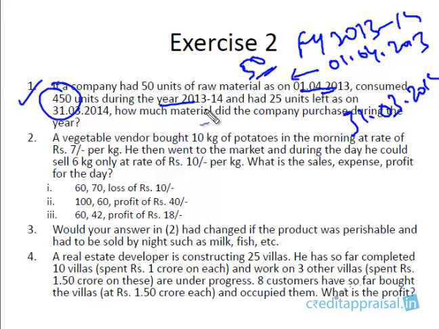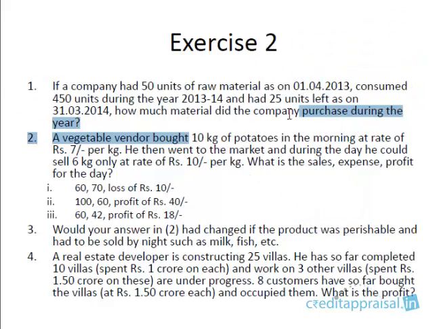The consumption during the year was 450 units of raw material, and at the end of the year, as on 31/3/2014, the company had 25 units of material left. So the question is, how much material did the company purchase, right? How much material did the company purchase? So let us try to answer this question.